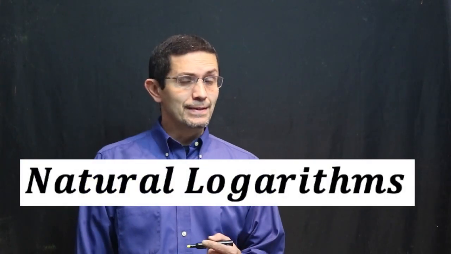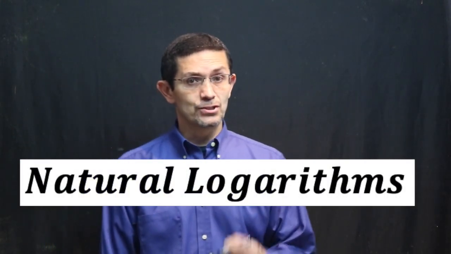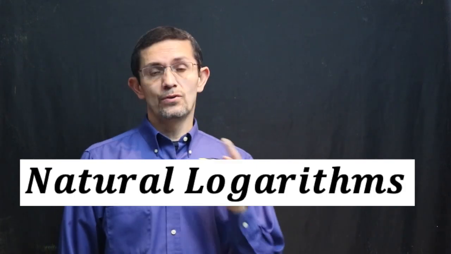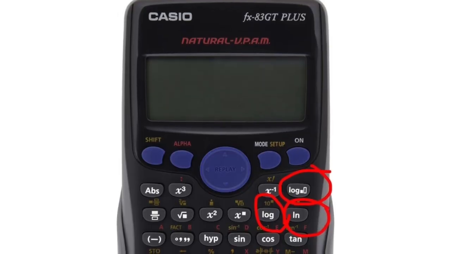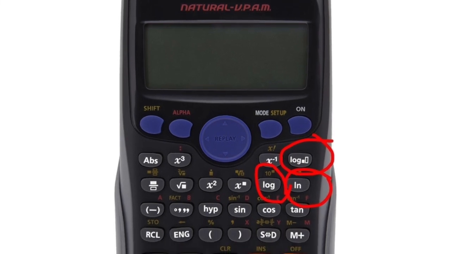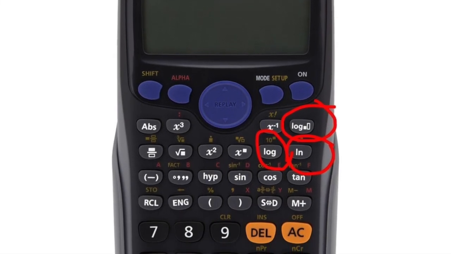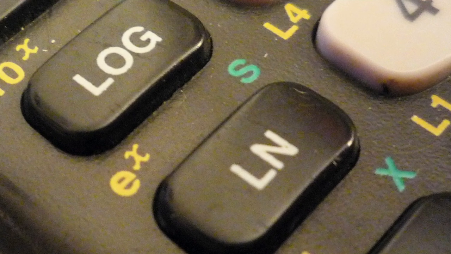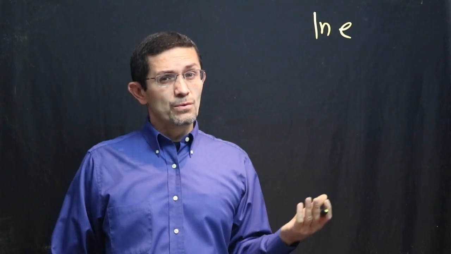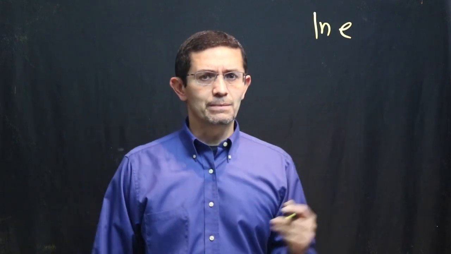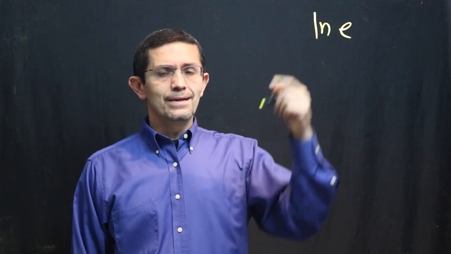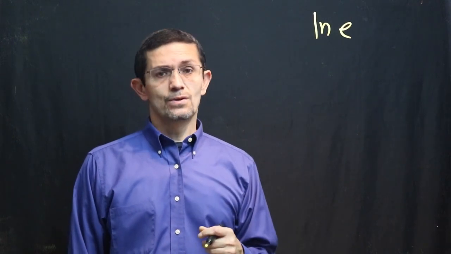Now, last but not least, let's talk about natural logarithms. These are very famous. And this is another key that you're going to find on your calculator. In your calculator, you're going to see ln, and on top of ln, you're going to see an e. This is the exponential, which is a number. It's 2.71 something, a number like pi. ln stands for natural logarithm.